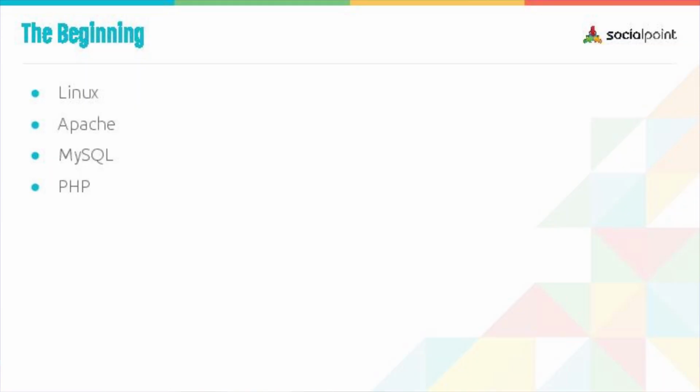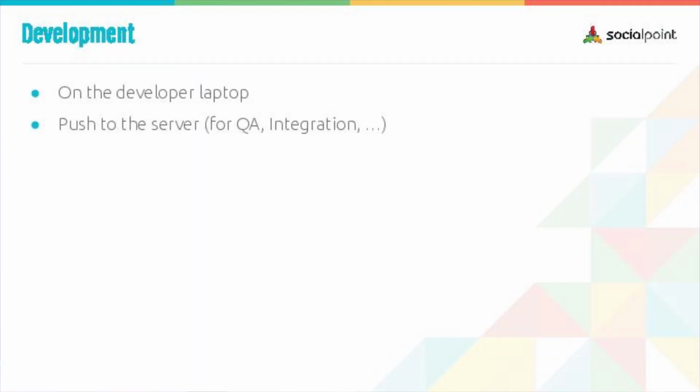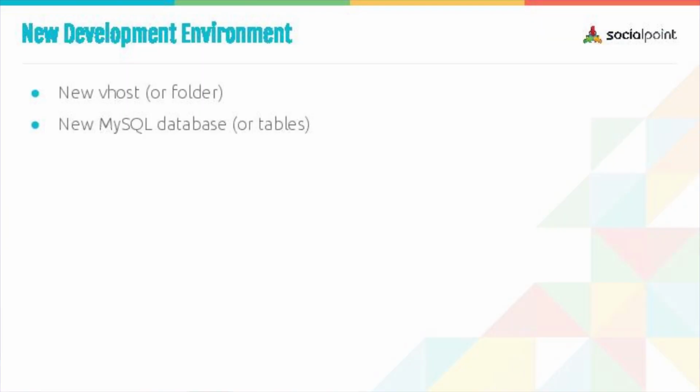So the beginning. As a lot of companies quite some years ago, and quite a few right now, we started with a LAMP: Linux, Apache, MySQL, and PHP. The development was done on the developer laptop. The developer just touched some code, pushed it to the server for QA, integration, whatever. Each time a developer needed to push the code to the server, we shared the same Apache server for development and the same MySQL instance. So they needed a new virtual host and a new MySQL database, or just a folder in the document root and some tables, whatever.